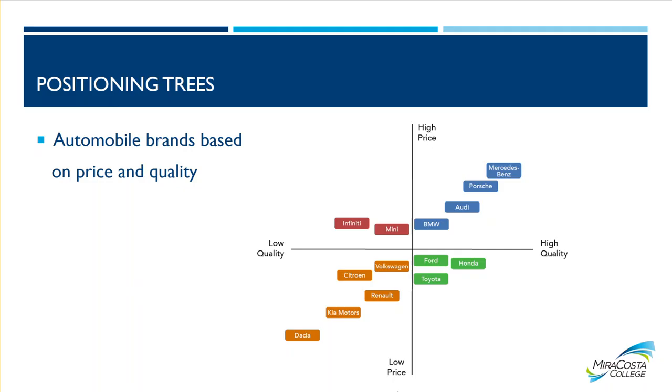So we have high price, high quality, low quality, and we have a bunch of different brands here. So the highest price and the highest quality example here is Mercedes. The lowest price, lowest quality is Dacia. I'm not even familiar with this. So the majority of people are probably here in the center, like a little bit of everything. You know, fair, medium price, medium quality, Volkswagen, Toyota, Ford. I'm sure we can dispute all of this in person, but this is just an example of a positioning tree.